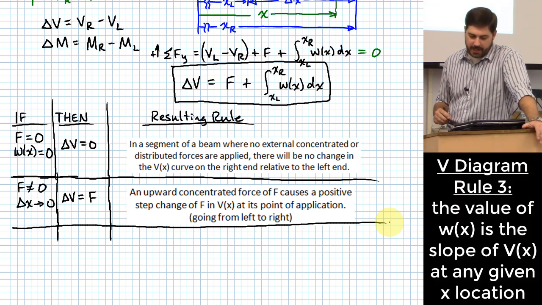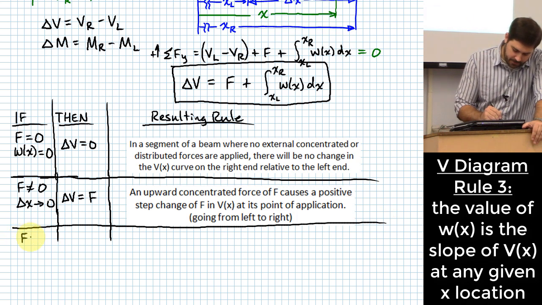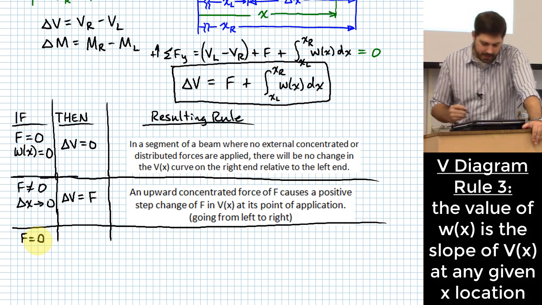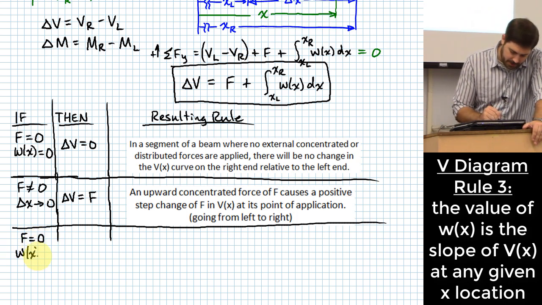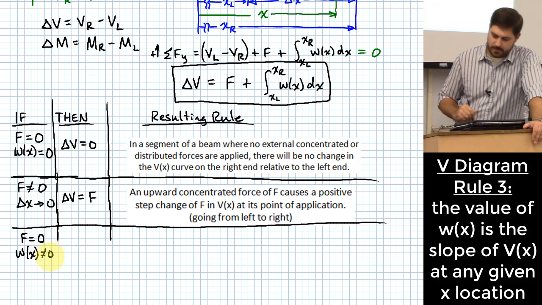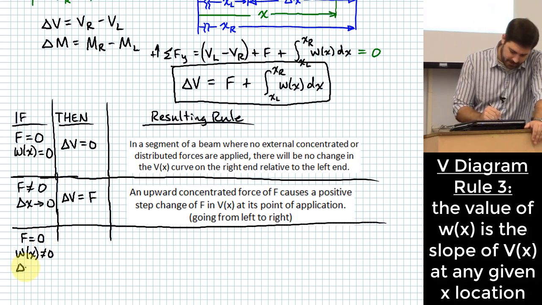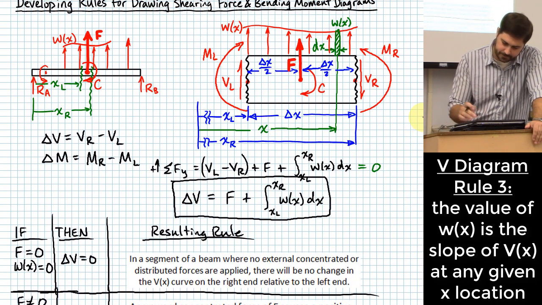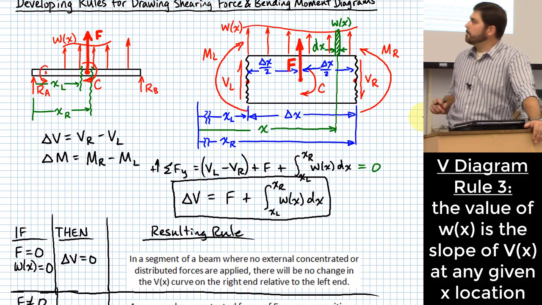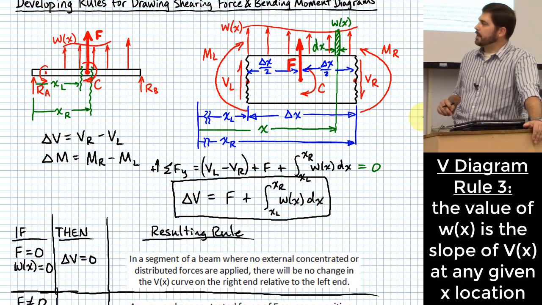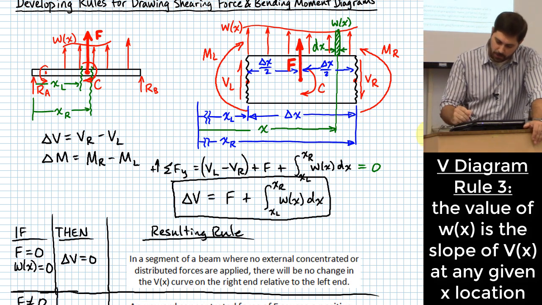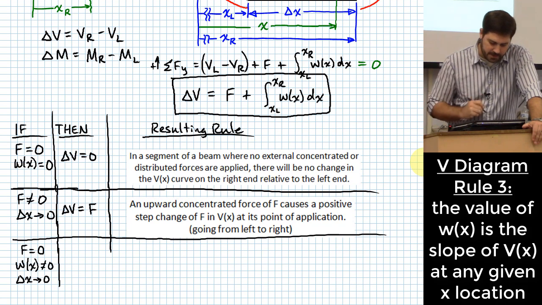All right, the next one I want to look at is what if we do let f equal 0? Okay? And we let this w of x function not be 0, and we let delta x approach 0. So in other words, we're now making the slice of this beam super, super small, right? Which is good. We're making that little slice small. And we're saying f is no longer a factor anymore, but we're going to let delta x go to 0.